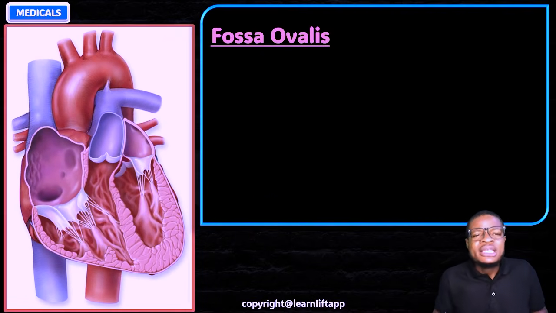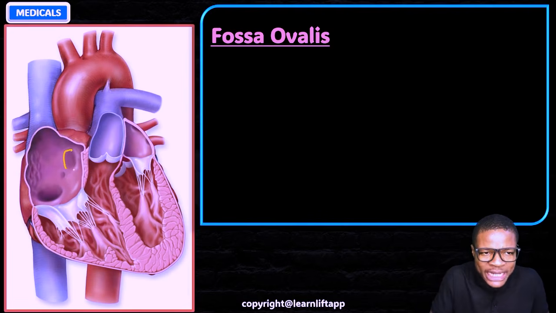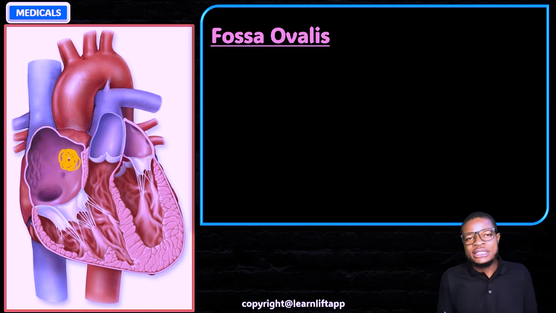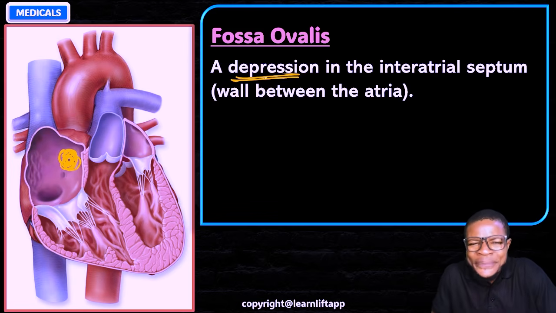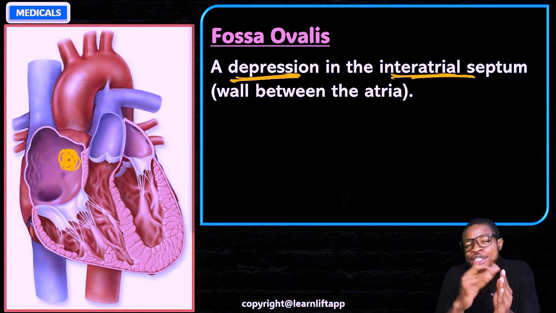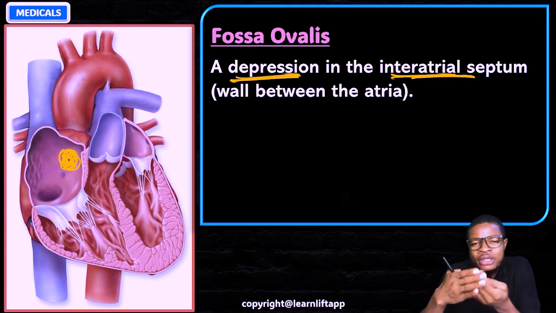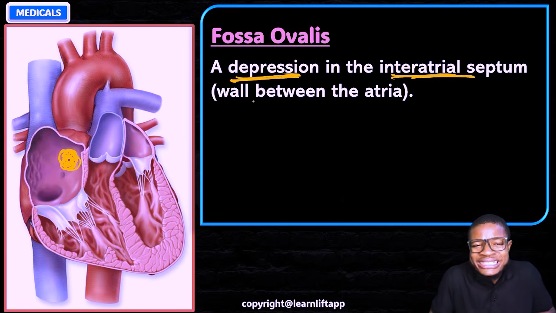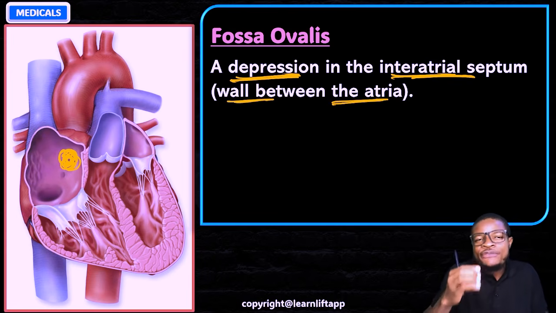Another thing very quickly is the fossa ovalis. Now pay attention. This depression here is what we call the fossa ovalis. So what is the fossa ovalis? It is a depression in the interatrial septum, the septum between the two atria, the right atrium and the left atrium. That depression in the interatrial septum, which is the wall between the atria, is called the fossa ovalis.